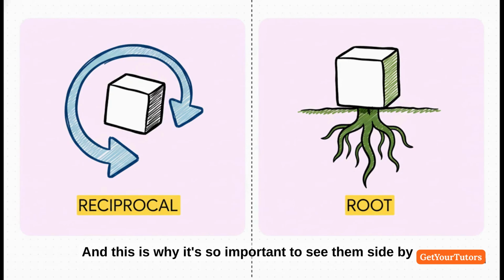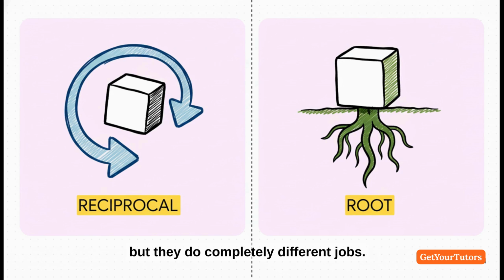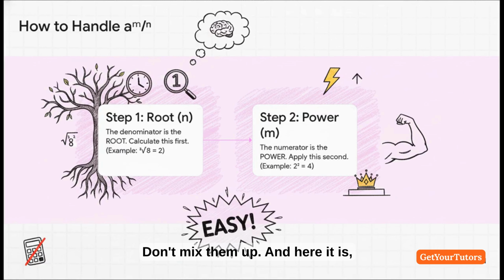And this is why it's so important to see them side by side. These two ideas cause so much confusion, but they do completely different jobs. A negative index means flip. A fractional index means root. A negative index flips the base. A fractional index finds the root of the base. Don't mix them up. And here it is, the secret weapon for fractional indices.